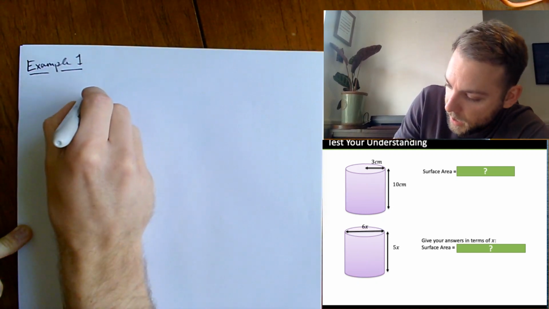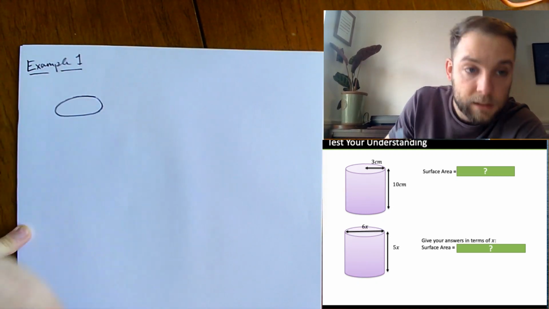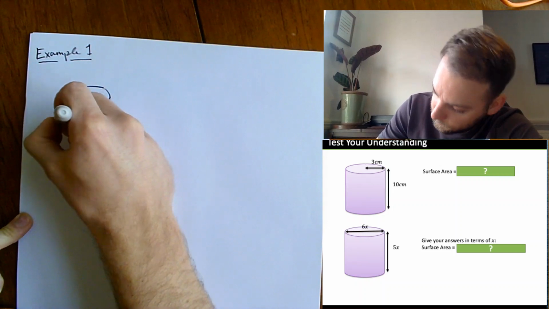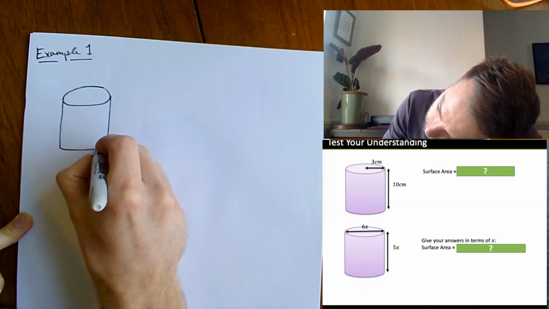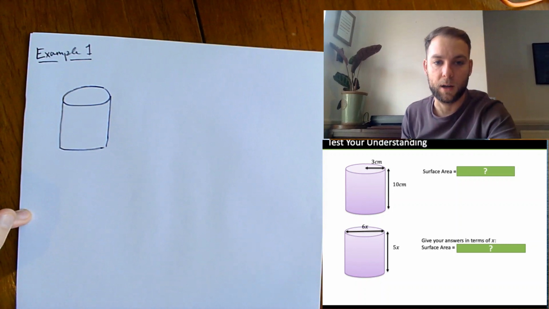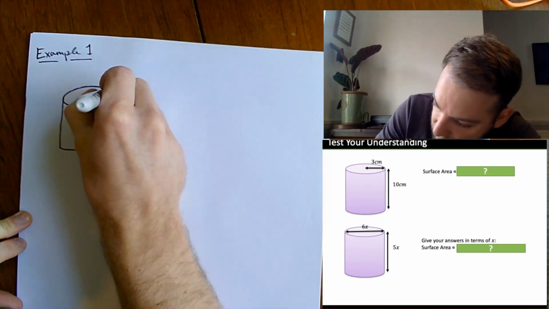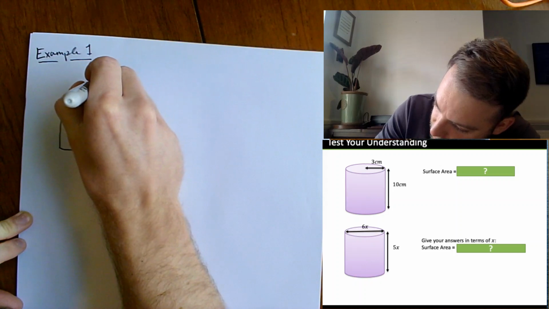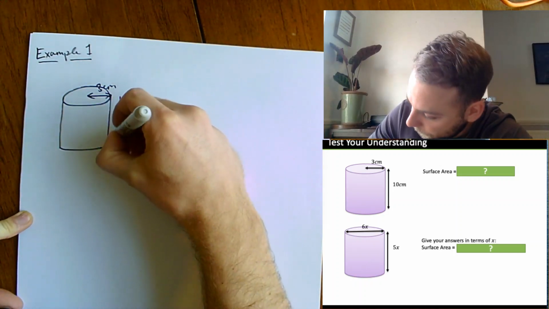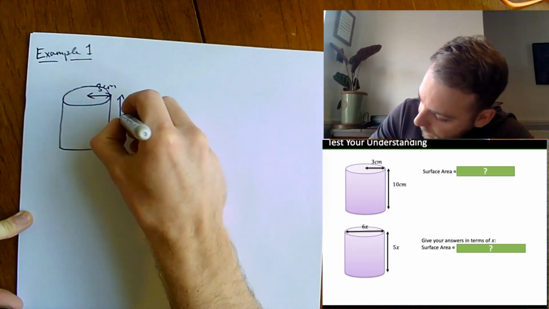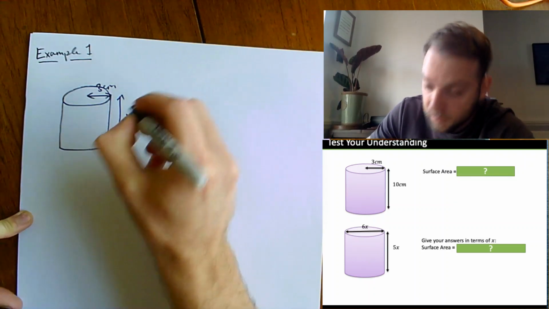So we've got an oval at the top, and we've got our cylinder here. We've got this length here, which is 3 centimetres, and we've got here our height, which is 10 centimetres.